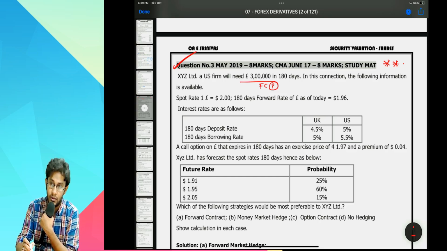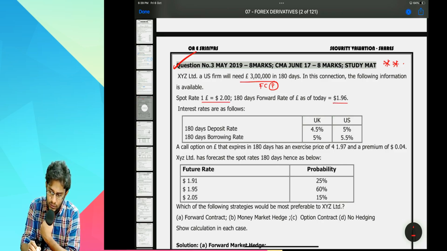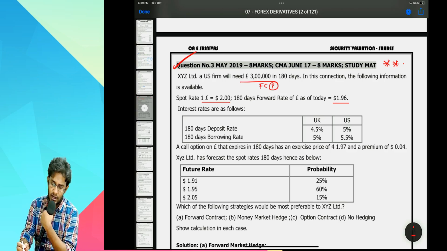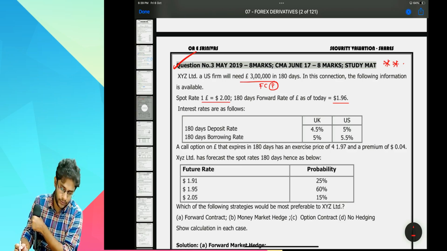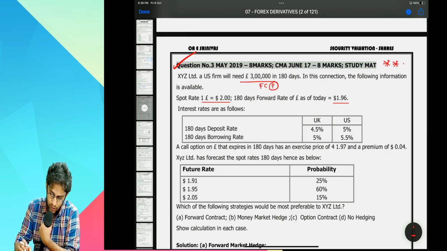In this connection, the following information is available. Spot rate 1 pound is equal to $2. The 180 days forward rate is also given to you. Interest rates are as follows. The UK and US 180 days deposit rate and borrowing rate are given, and then a call option on pound that expires in 180 days has an exercise price of, sir, is it dollars?